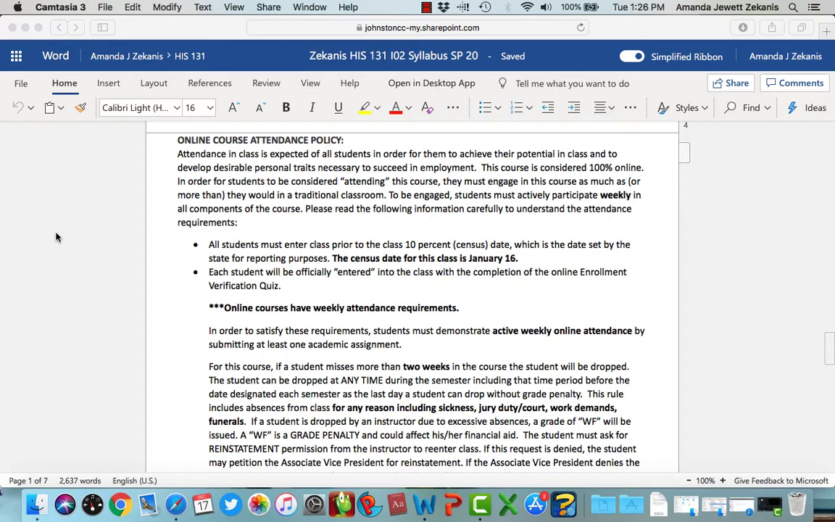So once you miss that 3rd week, I have to fill out a drop form and drop you from the course. We have a census date of January 16th, and you need to enter the class by taking the online enrollment verification quiz, and that is on the left-hand side in our Blackboard shell. So please be sure to take that by the end of the day on January 16th.